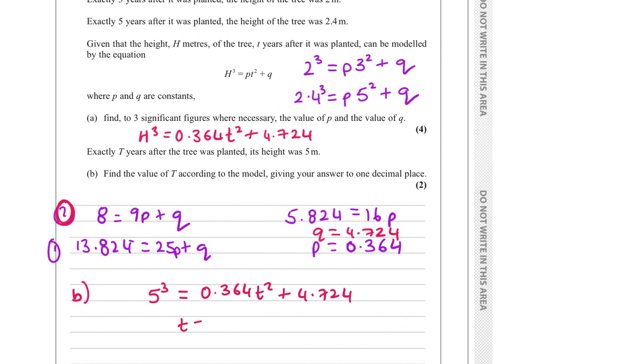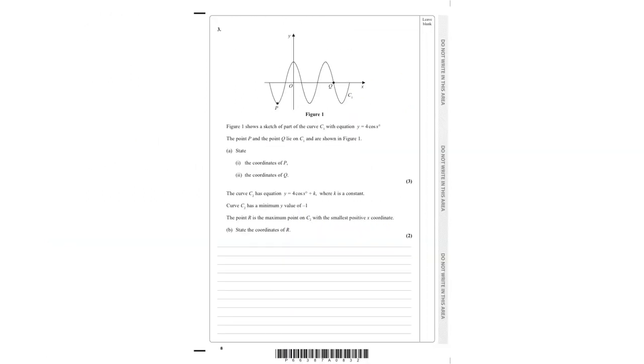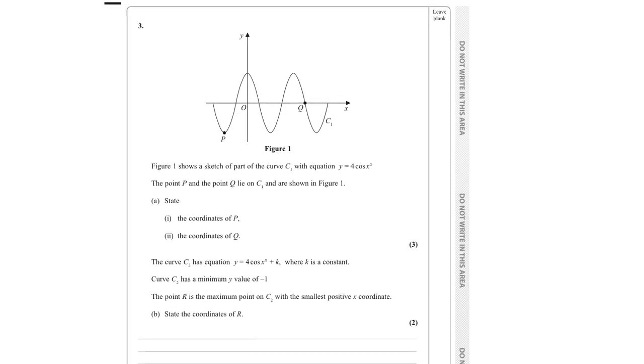So then I get t equals plus or minus, but we can't have a negative number of years. So it's going to be 18.177, which is 18.2 to 1 decimal place. Nice and simple. Okay, question 3.